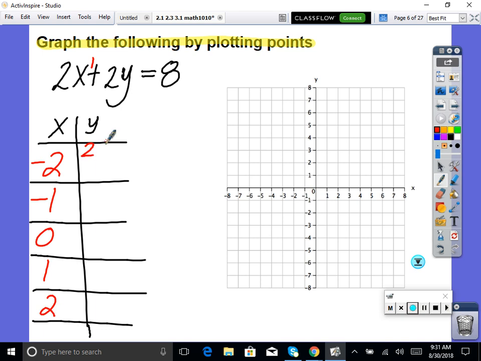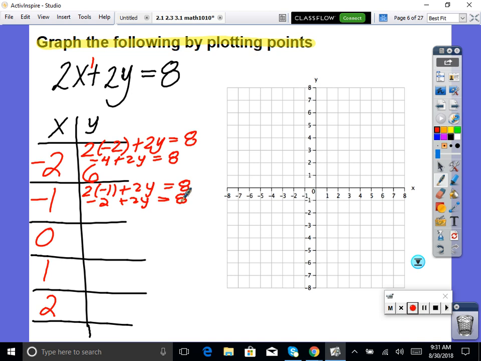So we would have 2 times -2 plus 2y equals 8. So isn't that -4 plus 2y equals 8? So wouldn't I add 4? 12 divided by 2, 6. Okay, good. -1: 2 times -1 plus 2y equals 8. So we have -2 plus 2y equals 8. We'll add 2, we get 10 divided by 2, 5. Plugging in 0: 2 times 0, which is 0. So we just have 2y equals 8, y is 4.